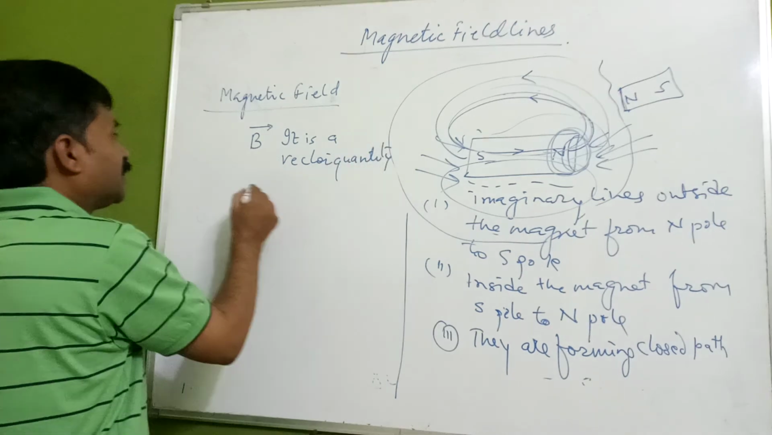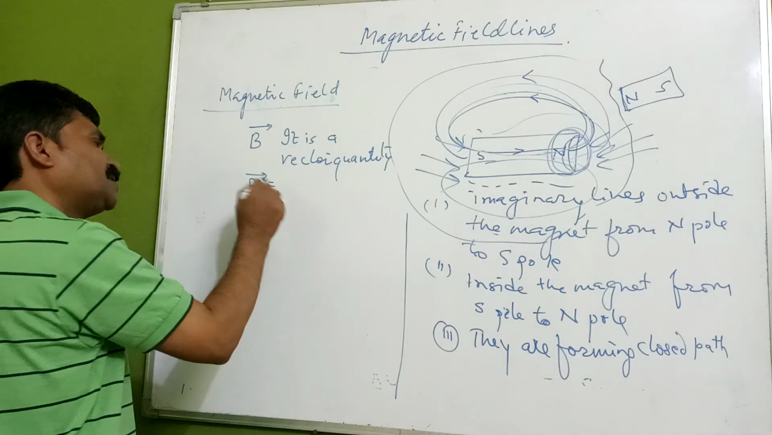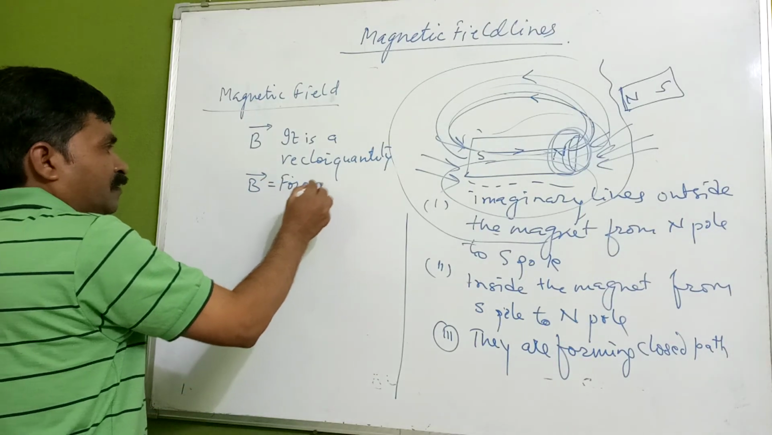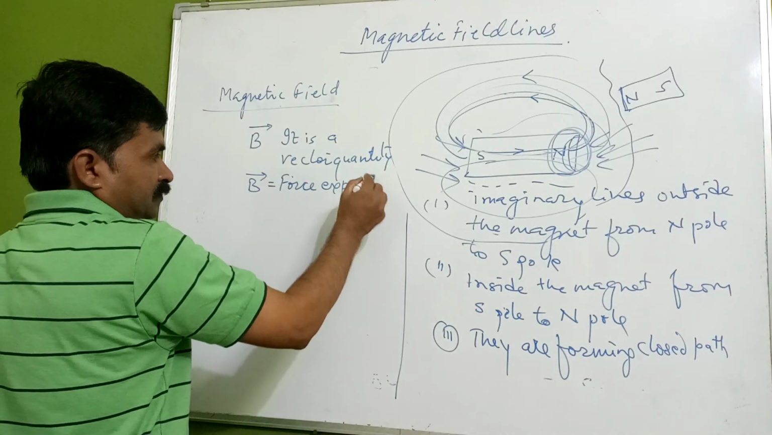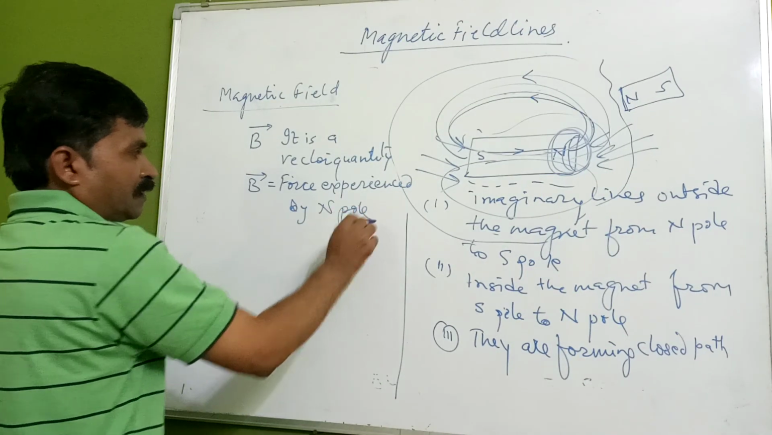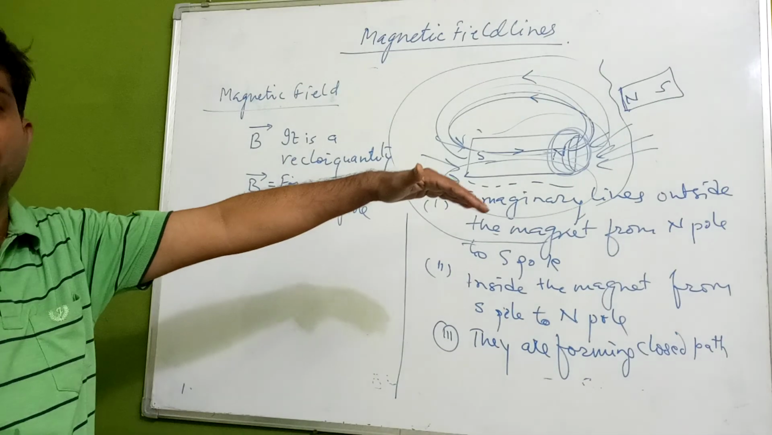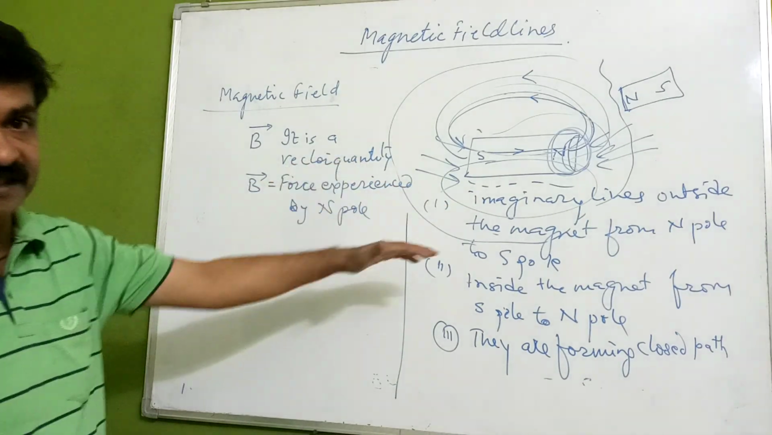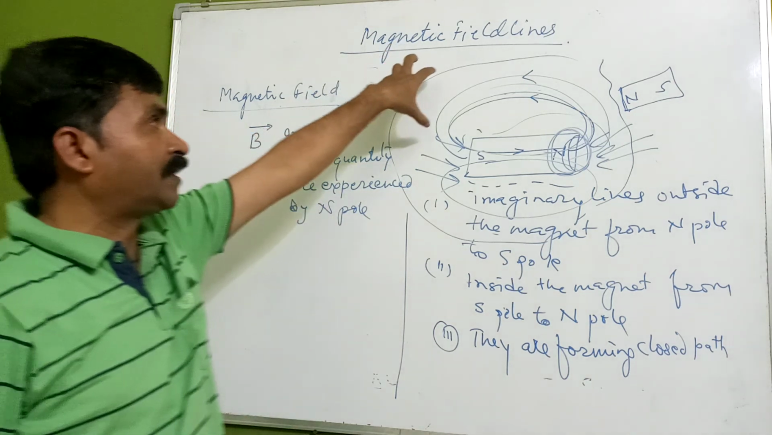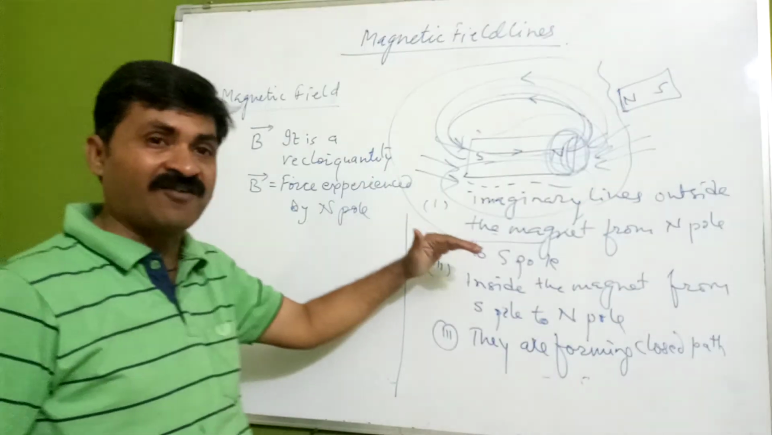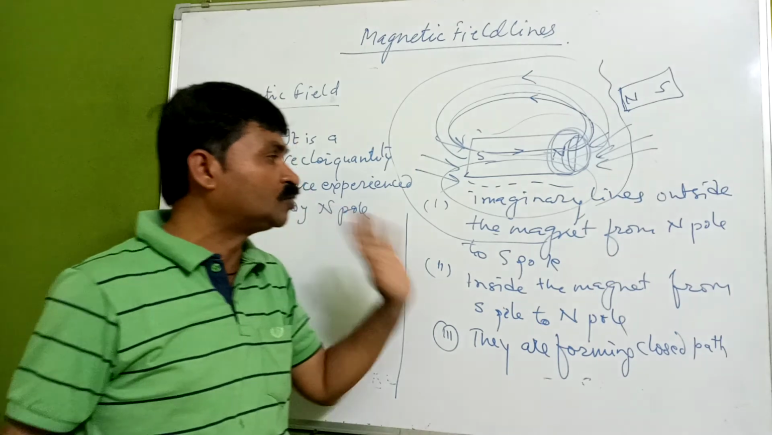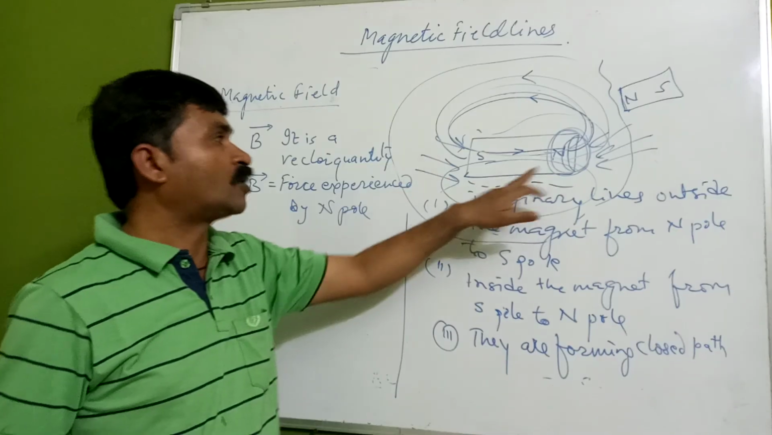And this magnetic field is the force experienced by the north pole, and its direction is from north to south. The magnetic field will have the direction from north to south. So this is the magnetic field, and these are the magnetic field lines. They are imaginary lines. They start outside from the north pole to the south pole, and inside from south pole to north pole.